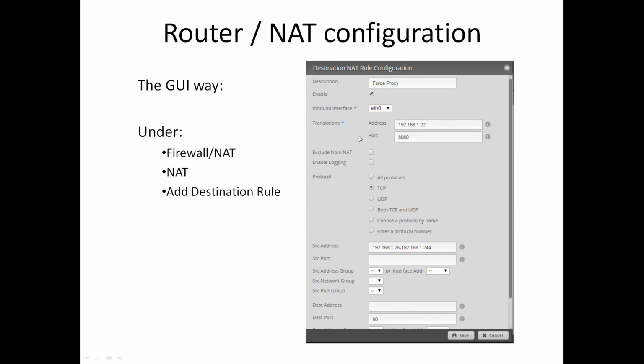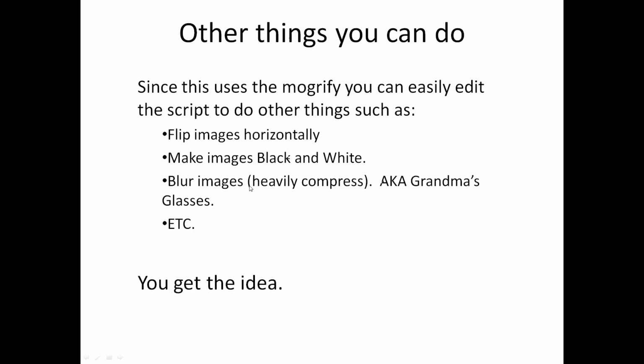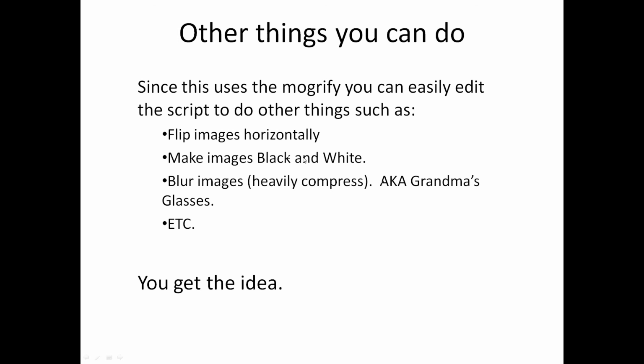So we got to see the result already. I kind of jumped ahead with the pages flipping upside down, or the images flipping upside down. And the other things you can do. Since this uses Mogrify, you can easily edit the script to do other things, such as flipping images horizontally. You could, because keep in mind it's an image editor, so it can do a whole bunch of stuff. Flipping them horizontally will make things like text appear backwards, essentially written backwards.